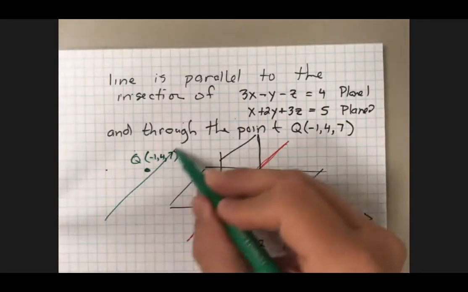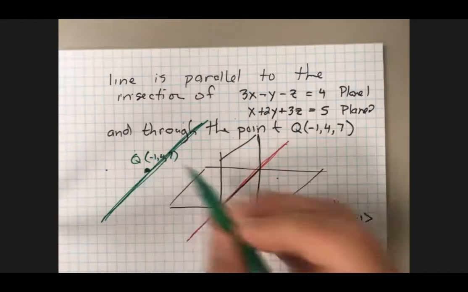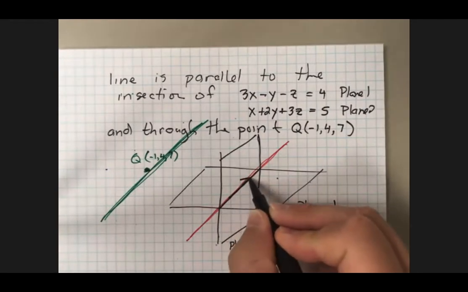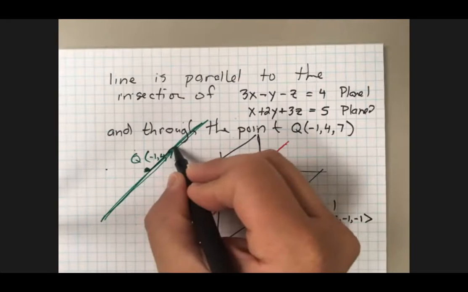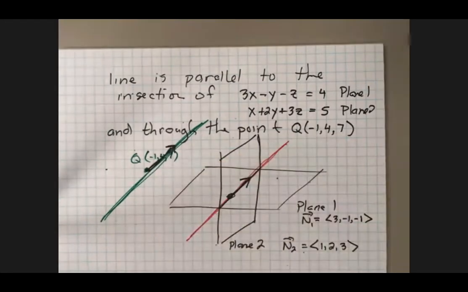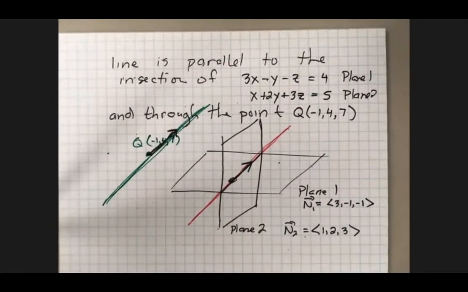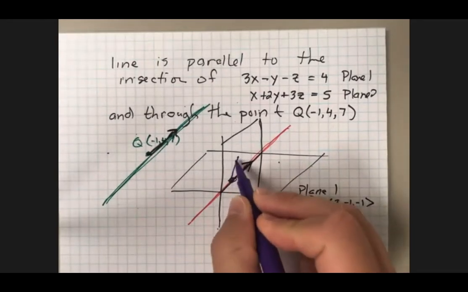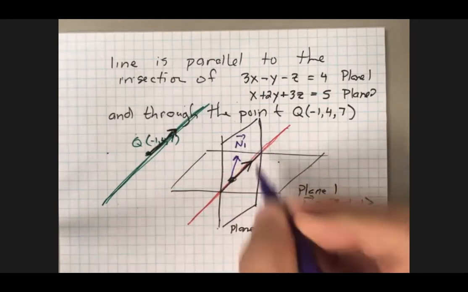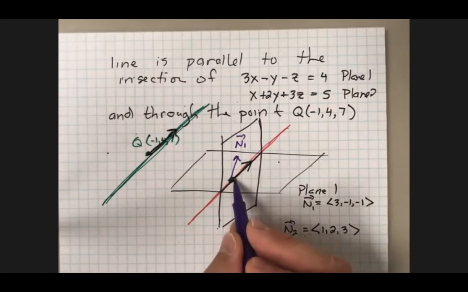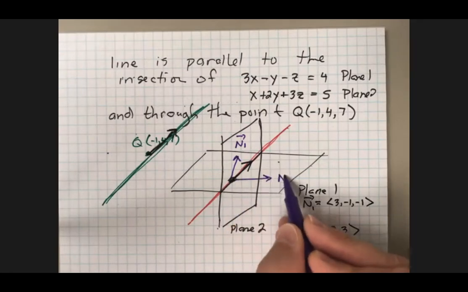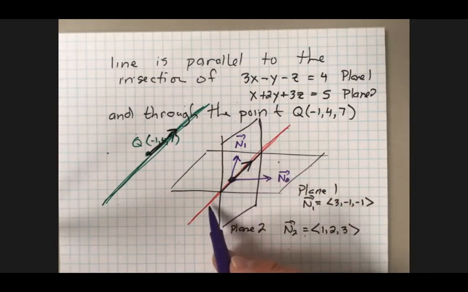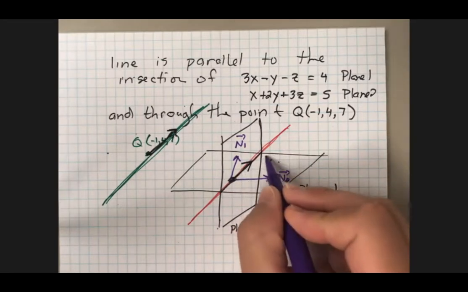How, in my schematic drawing, am I going to find the line that goes through Q and is parallel to this line? What does parallel mean? In space, parallel lines mean same direction. I'm ruining my graphic with lots of scribbling, but I've got a plan now. And what's my plan? This first plane has a normal vector called N1. This second plane has a normal vector called N2. Both of those normal vectors, since this red line is contained in both planes, are perpendicular to the direction of the line. Let's call the direction of the line V.